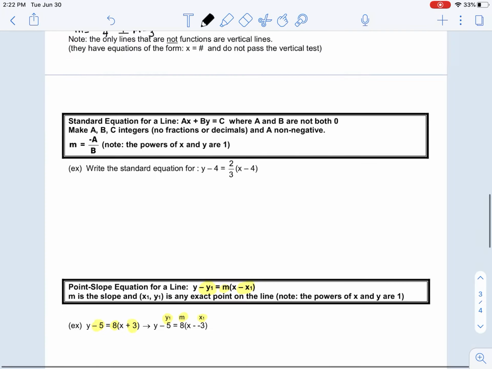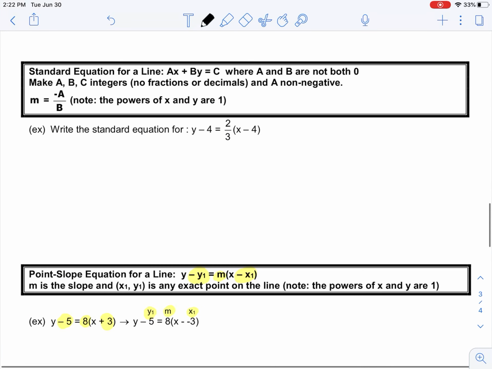Let's go ahead and take a look at this last home stretch here. Okay, we're now going to talk about standard form. In the previous examples, we talked about slope and slope-intercept form of a linear equation. Now we're going to look at the standard form of a linear equation, where it's ax plus by equals c. All right, so write the standard equation for the given equation. What we need to do is distribute here to get to standard form. Remember, we want the constants on the right.